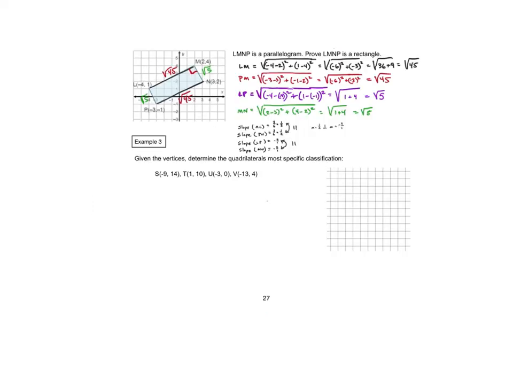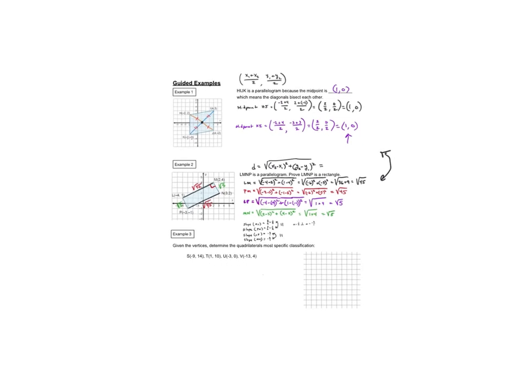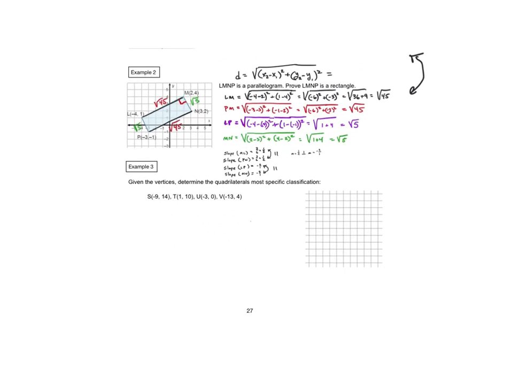Okay, so example number 3, you could probably stop at this point in time and say, hey, you've got a good grasp on what you're doing, you can move on. But if you need a little bit more help, we're going to look at example number 3. This one hasn't been graphed for you, so you have to graph your points. You may not need to graph the points to look at it. We know that we have an object that is four-sided. We have S, T, U, V. Those are my vertices. They've given me the coordinates of those vertices.